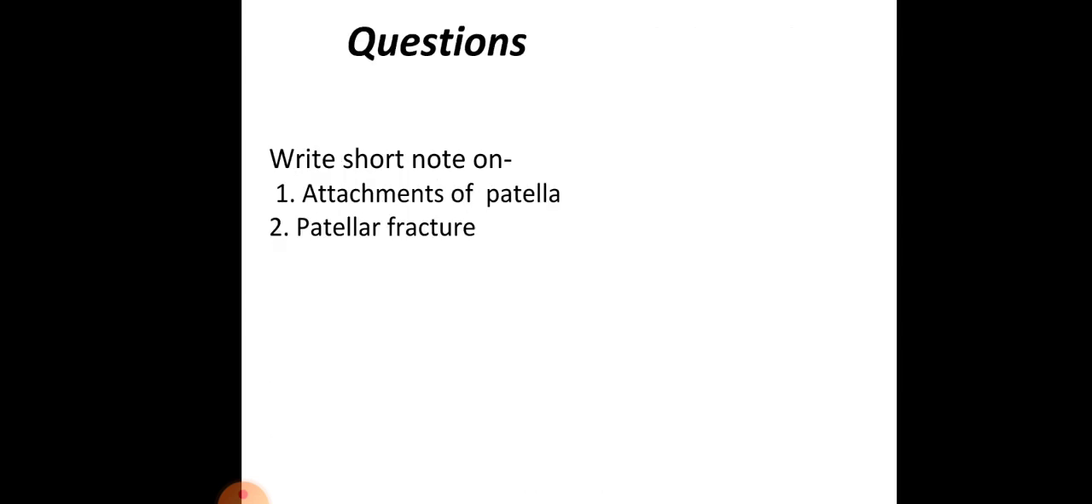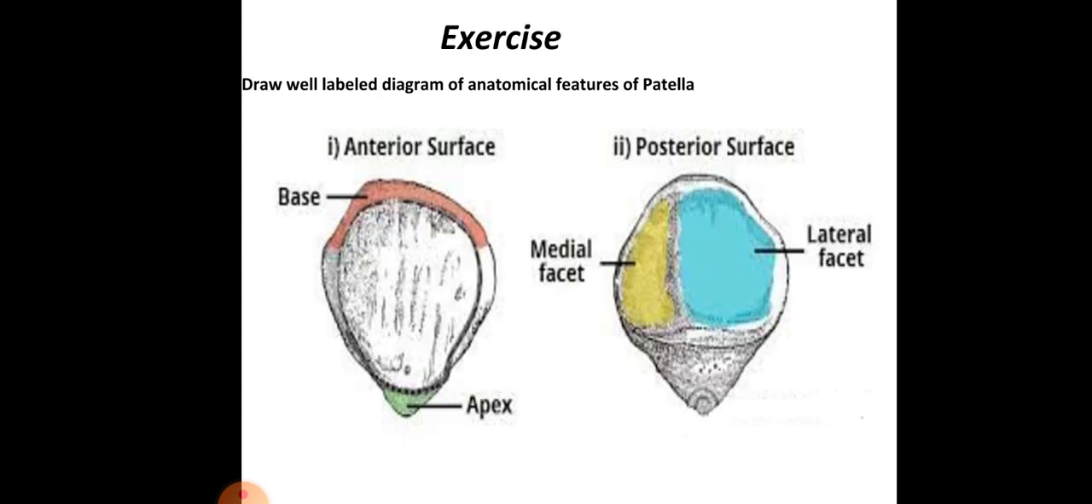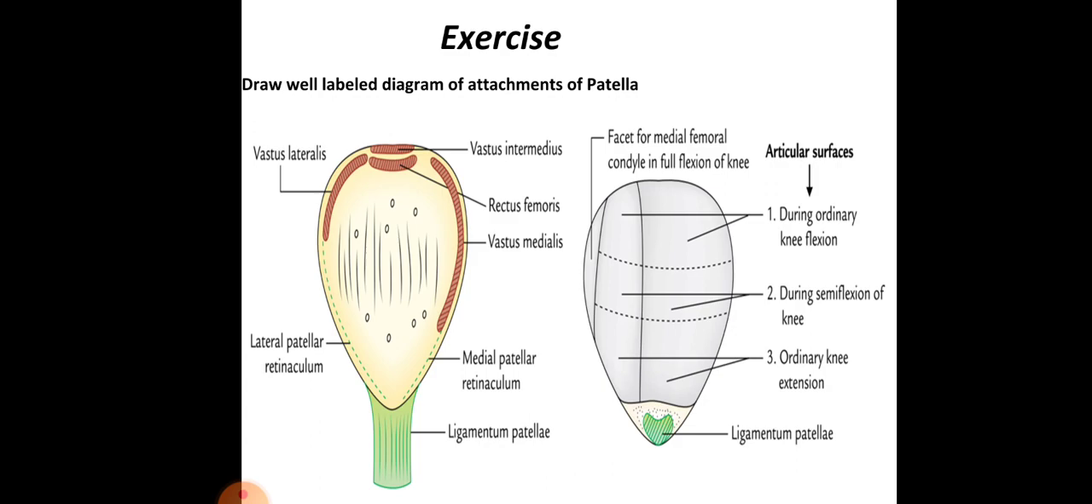Now the questions related to this topic are: write a short note on the attachments of the patella. So in this we have to mention the attachments, and next is the patellar fracture. Now this is the exercise for you. You have to draw this diagram, the anatomical features of the patella, and label all the structures. And this is the second exercise. In this we have to give the attachments of the patella and also discuss the facets on the posterior surface. So this completes your topic, the patella.